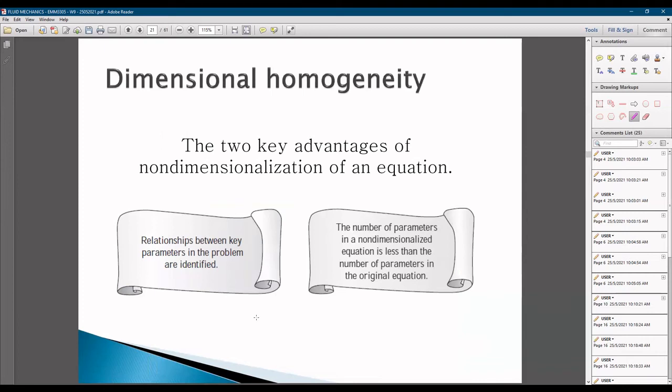The two key advantages of non-dimensionalization of an equation. First, the relationships between key parameters in the problem are identified. Second, the number of parameters in a non-dimensionalized equation is less than the number of parameters in the original equation. You will appreciate this when we move to the next part later.